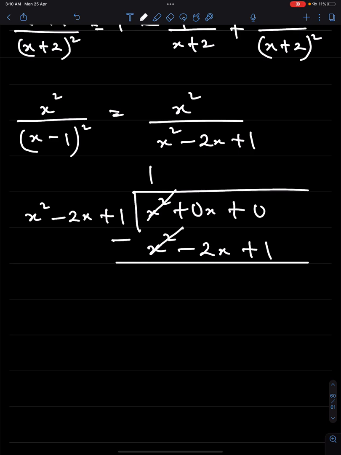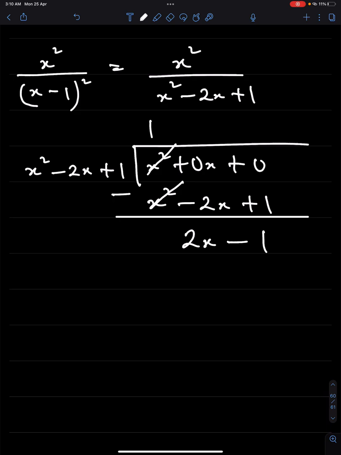x squared minus x squared is 0. 0 minus minus 2x is 0 plus 2x. Of course, minus and minus is plus. So that will be 0x plus 2x, which is 2x. 0 minus times plus is minus, so 0 minus 1 is minus 1. The degree of this is less than the degree of x squared, so we can't divide further. That simply means x squared over x minus 1 squared.